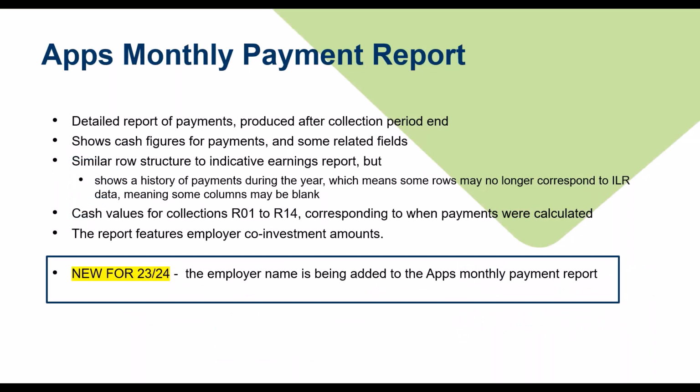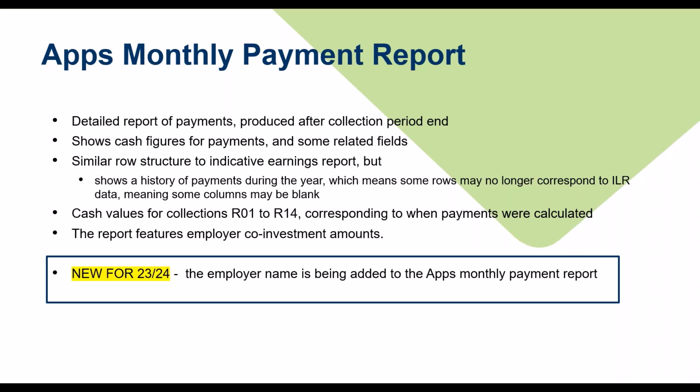So the apps monthly payment report. At first glance, the apps monthly payment report looks very similar to the apps indicative earnings report. There are a number of important differences. So as we've made clear, it's produced at period end. So the figures here will show you what you will actually be paid for the current month and for past months in the funding year.